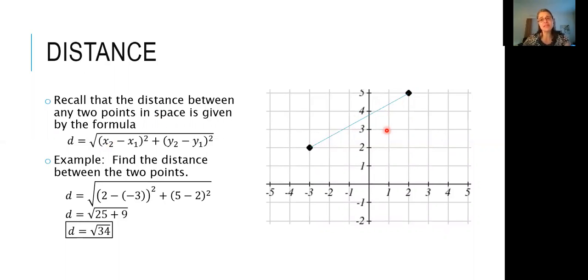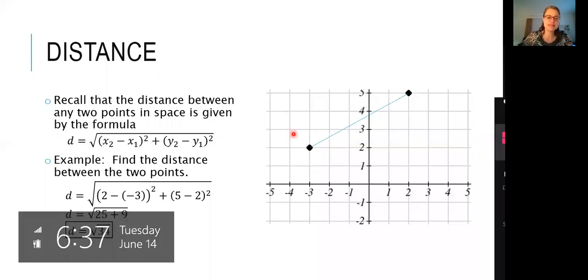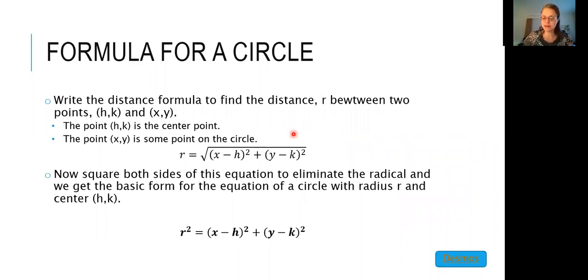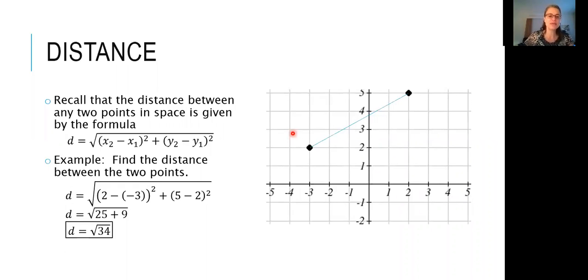I'm not going to derive this formula for you. There is a derivation in your textbook if you're interested, but what we do is we look at the coordinates of the points, and we take the difference between the x coordinates and we square that. Then we take the difference between the y coordinates, we square that, add them together, and then take the square root.